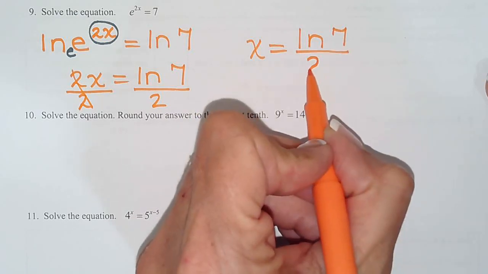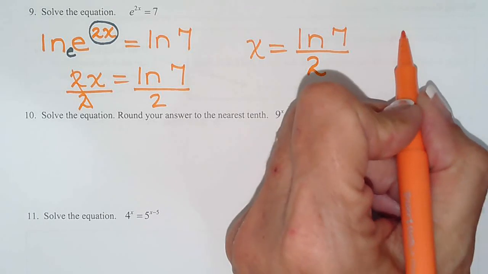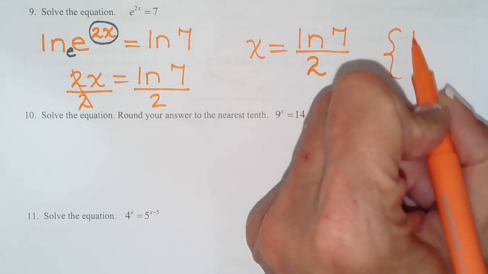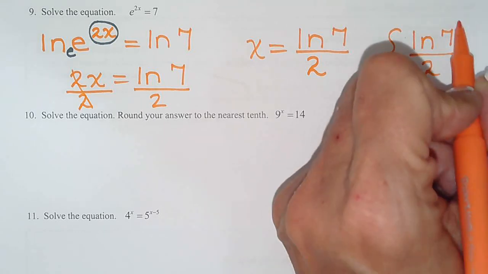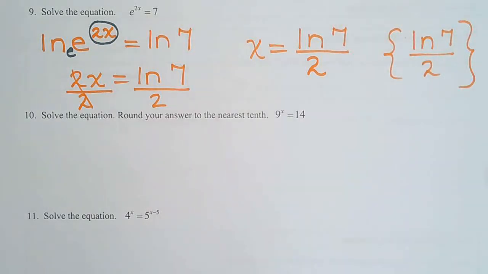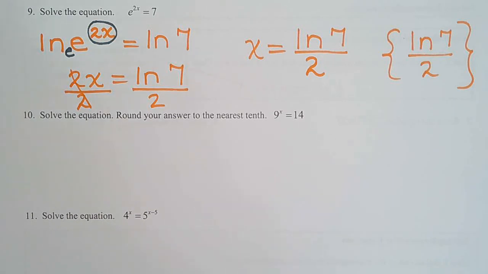I look up in the directions and see if they want me to round. No, they want an exact answer. So my exact answer is natural log of 7 divided by 2. If they had asked me to round, then I pick up my calculator and I type it in the calculator.